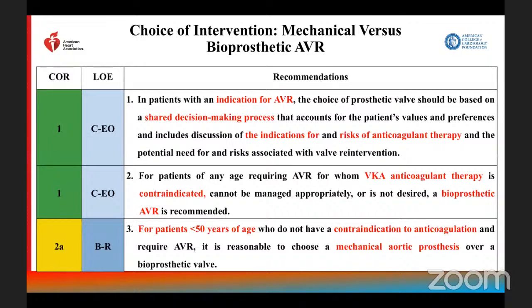For patients of any age requiring aortic valve replacement, for whom vitamin K antagonist anticoagulant therapy is contraindicated, cannot be managed appropriately, or is not desired, a bioprosthetic aortic valve replacement is recommended, and it's a class 1C. For patients less than 50 years of age, who don't have a contraindication to anticoagulation and require aortic valve replacement, it is reasonable to choose a mechanical aortic prosthesis over a bioprosthetic valve, and it's a class 2A B.